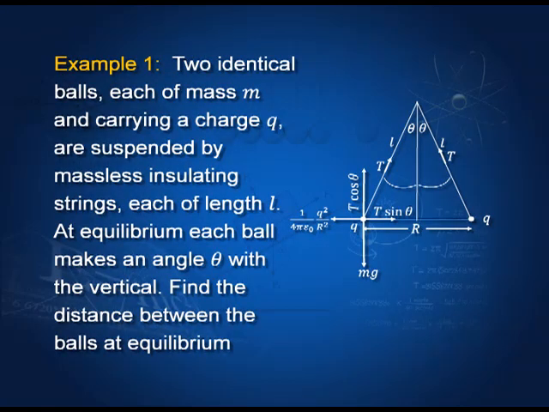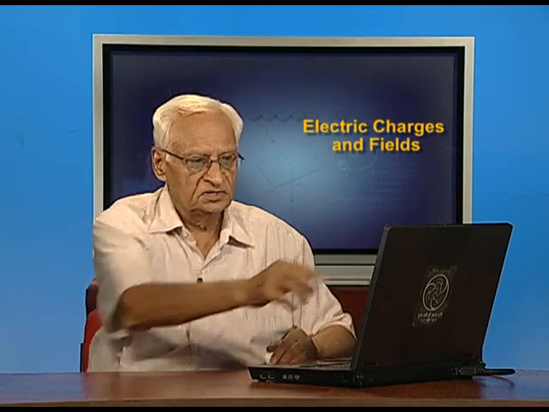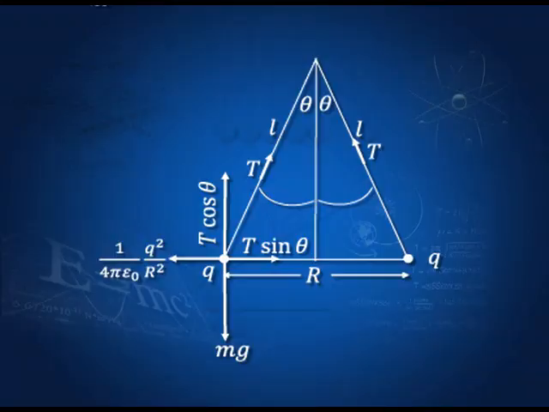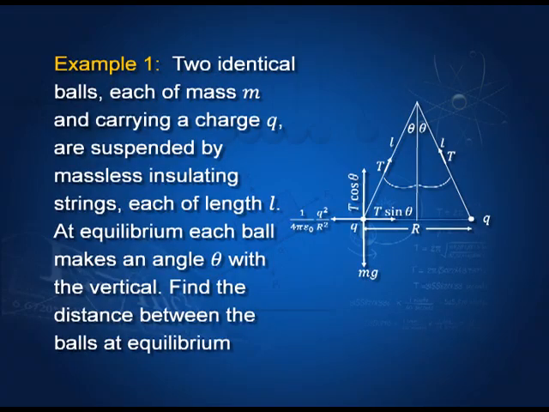Two identical balls, each of mass m and carrying a charge q, are suspended by massless insulating strings, each of length L. You see, we suspend them by two strings, and since they repel each other, therefore, they settle at this position. At equilibrium, each ball makes an angle theta with the vertical, this angle theta. Find the distance between the balls at equilibrium. So, we have to find r.